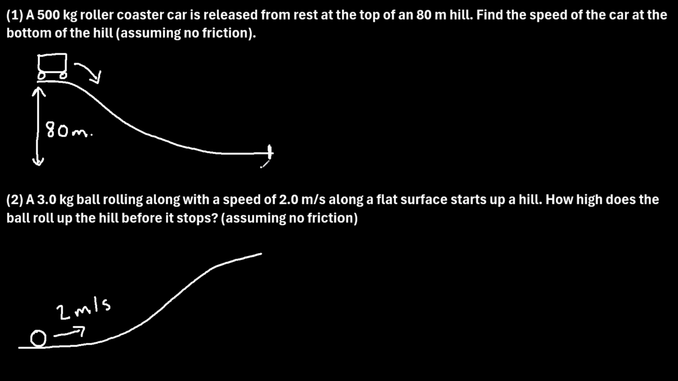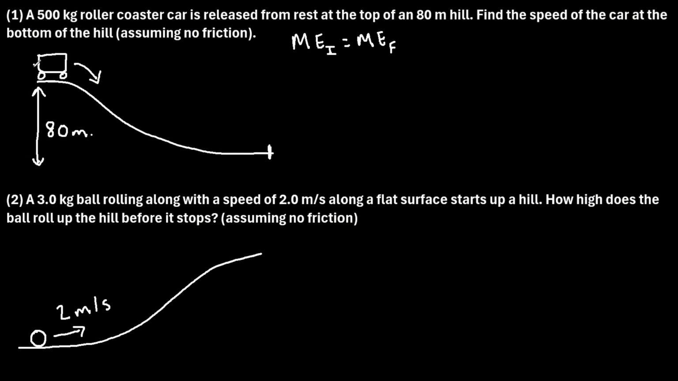So in this type of problem, the only force that is actually acting on this roller coaster car is gravity. And we call gravity a conservative force. So when only conservative forces are acting on an object, what we know is that the initial mechanical energy of the object, let's write ME initial, must be equal to the final mechanical energy, ME final. Now, one thing we know about mechanical energy is that it's simply the sum of the potential energy and the kinetic energy of an object.